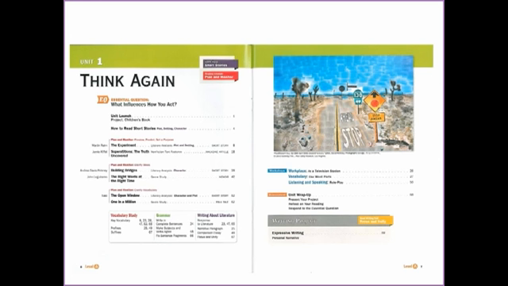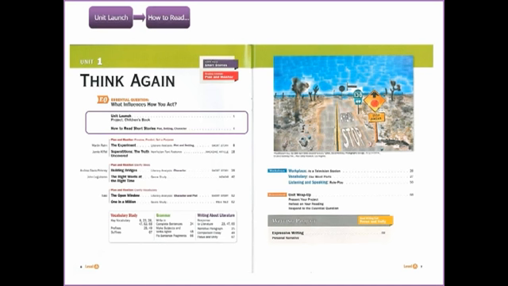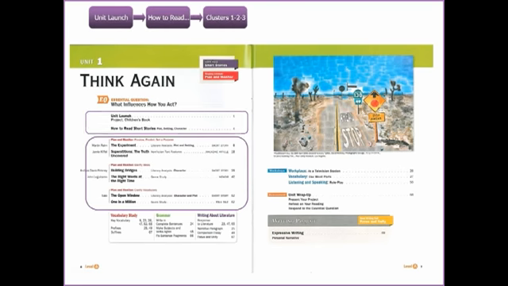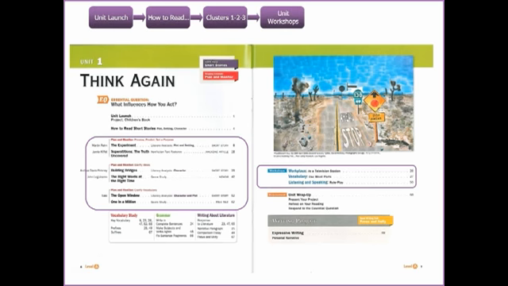Okay, let's begin by reviewing the instructional path for each unit. Each unit begins with the unit launch and how to read lesson. Then we move into the cluster instruction. Each unit contains 3 clusters, and within each cluster there is a main reading selection and an adjunct selection.